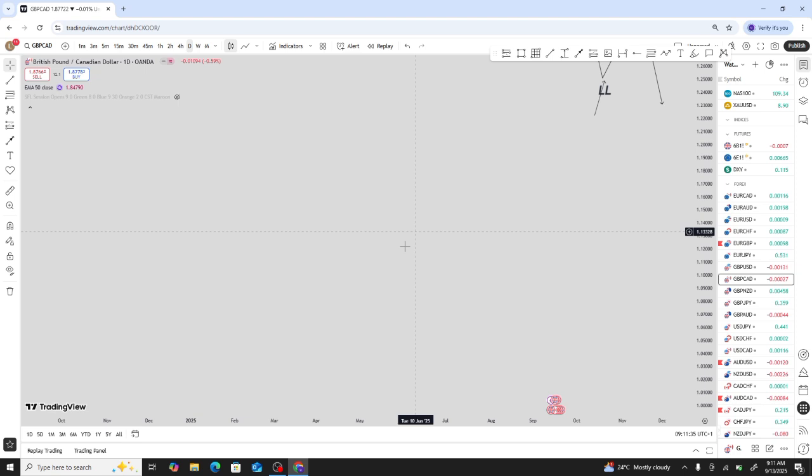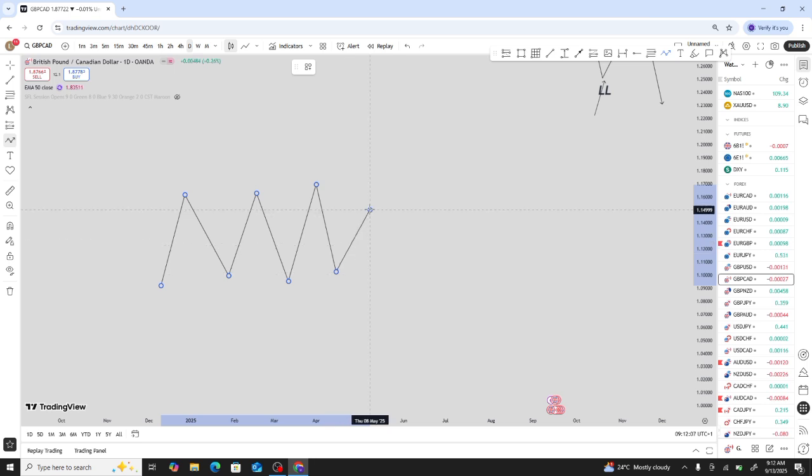Now in a ranging market, it does not have a direction. A ranging market doesn't have a direction. It's not moving up, it's not moving down. Okay, this is what it looks like. It ranges just like this. As you can see, this is not moving up or moving down.